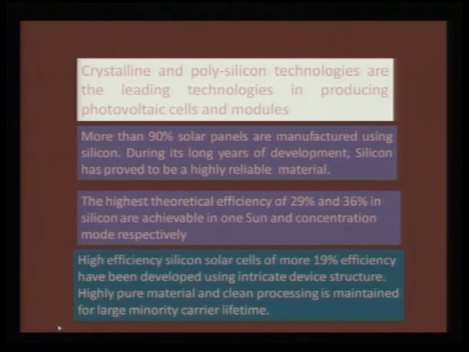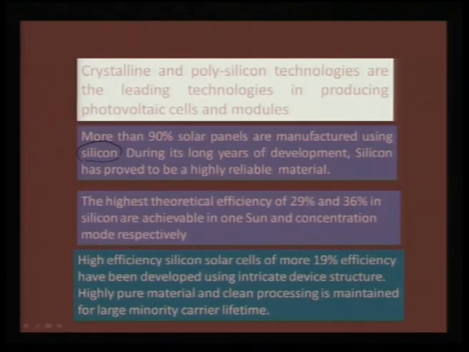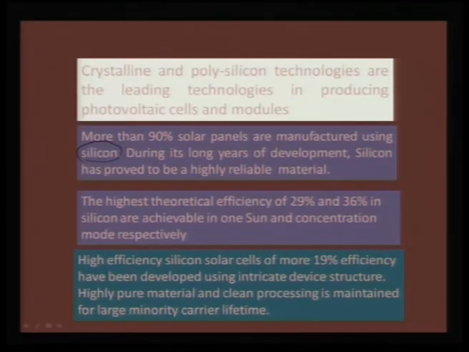There are a few things that I want to comment about the silicon solar cell. One is that crystalline and polysilicon technologies are the leading technologies in producing photovoltaic cells as of now, because 90% of the solar cell modules that you see in household applications or even in energy sectors are all proven by silicon. Therefore, people would not like to invest in anything other than a silicon solar cell as of now, because it is well established. But the cost per unit of power that you generate, per dollar or per rupee that we give, has to be lowered in order to go for a variety of applications. Therefore, silicon has to be replaced, and that is the reason why organic solar cells are coming into the picture.